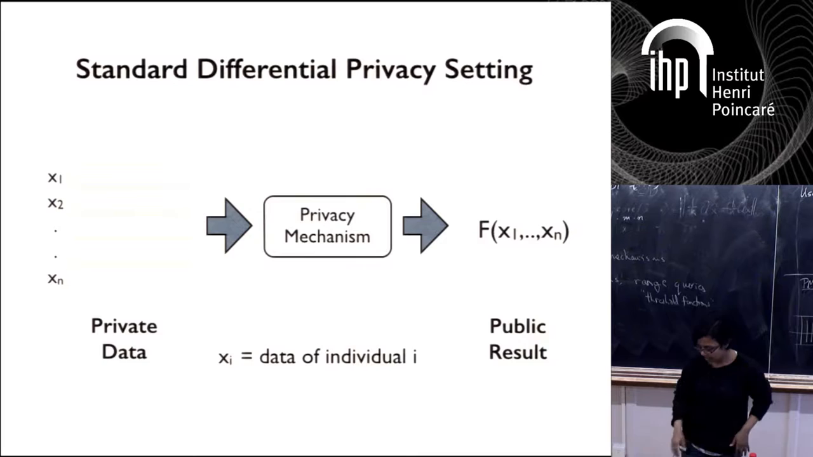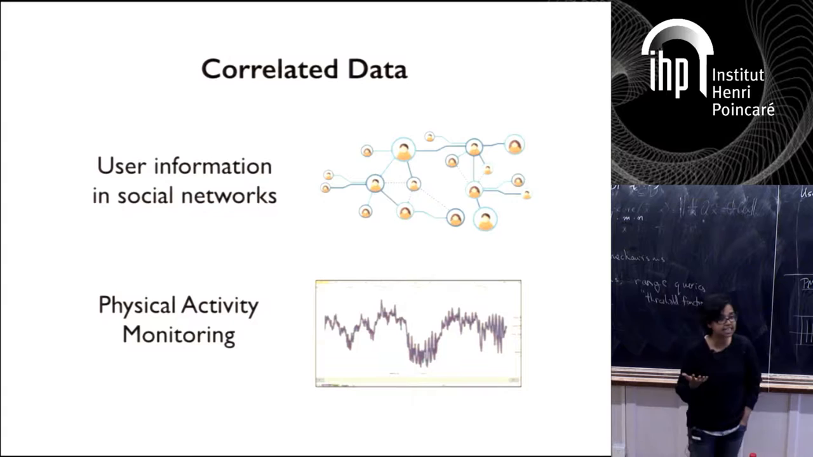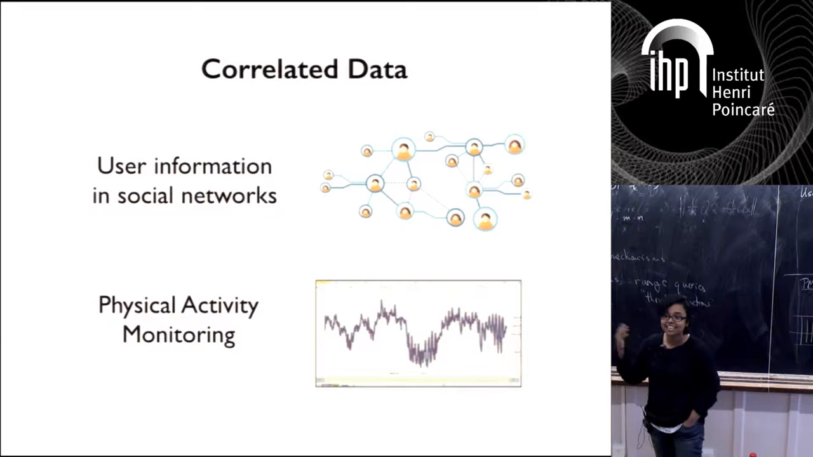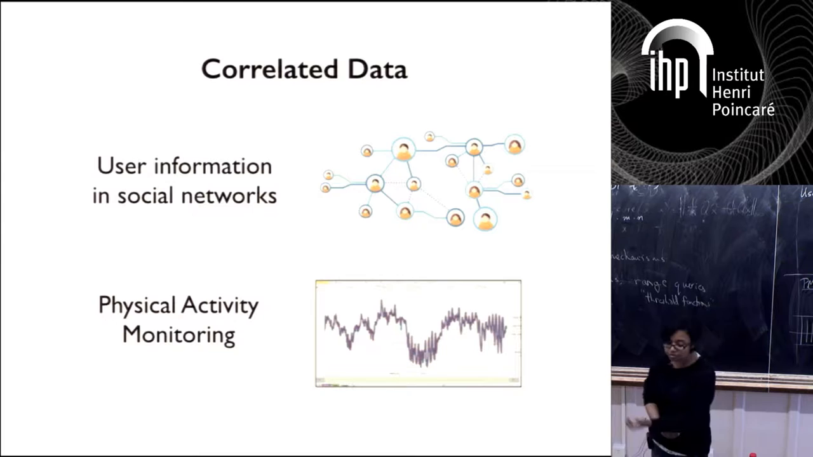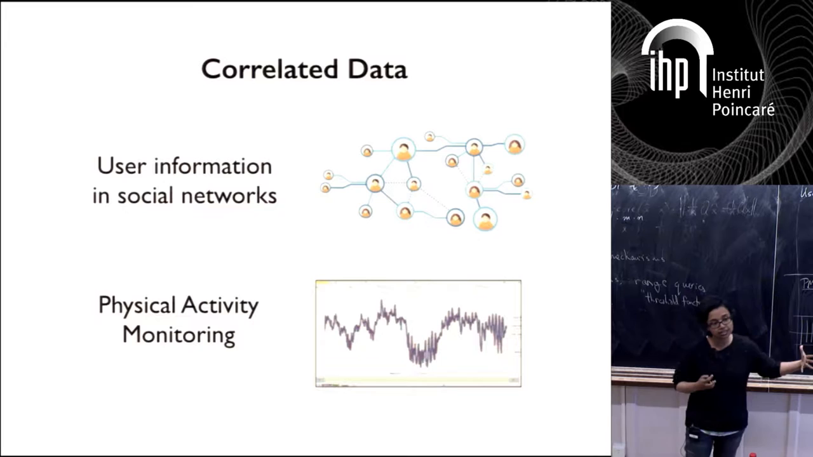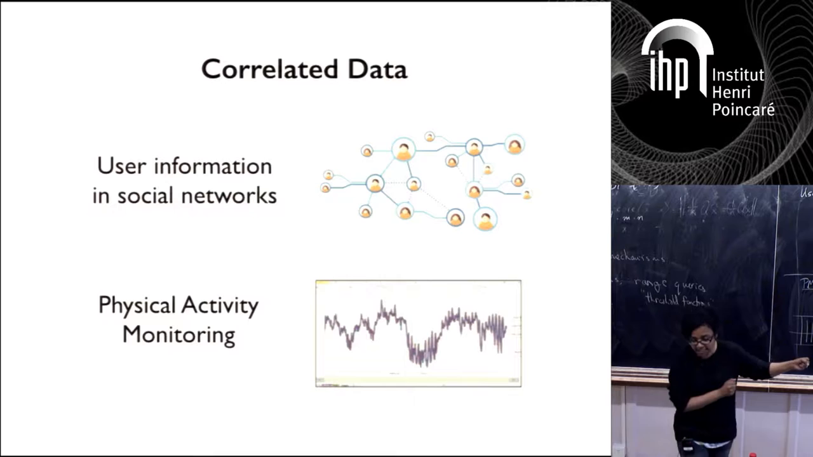In my talk, we are going to look at a slightly different setting, correlated data, and at how the insights we gain from differential privacy, because to me differential privacy really teaches how to think about privacy, apply to slightly different scenarios. An example of correlated data is user information in social networks. You have people connected together, and their information is quite correlated because you're normally friends with similar people. I'm not saying it's always exactly the same, but there's some correlation.